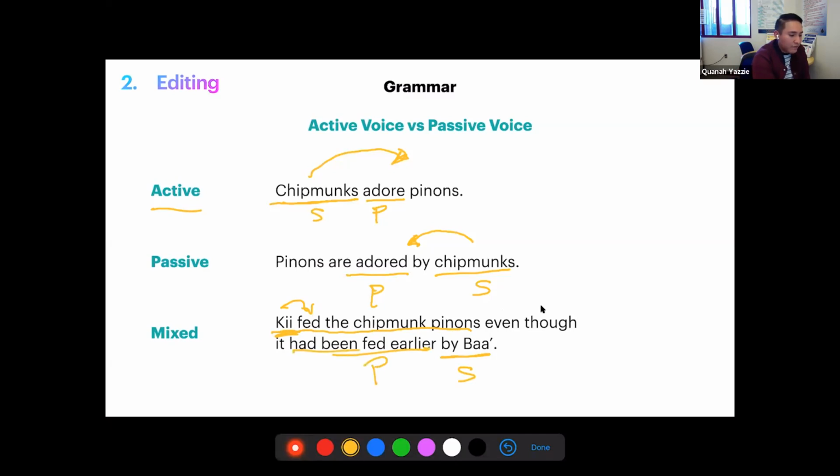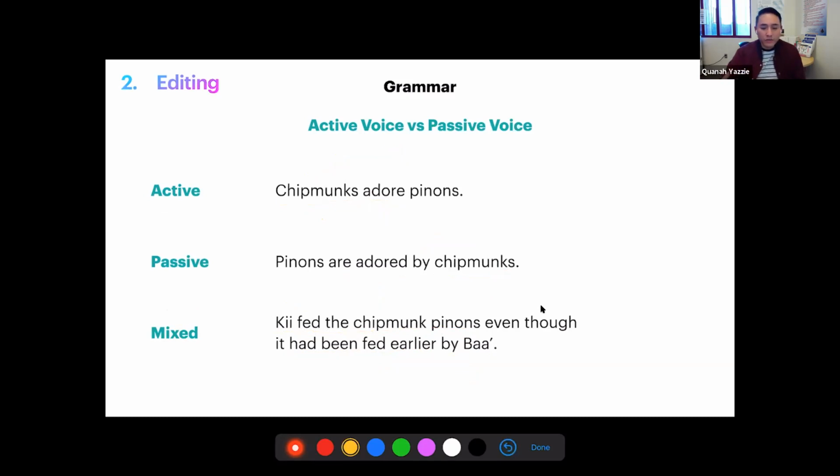So the predicate is acting upon the subject itself. So when we see that, this is actually what we cannot do as well. It's mix and match active versus passive voice. And in some cases, this is where we get into why we need to talk in active versus passive voice.